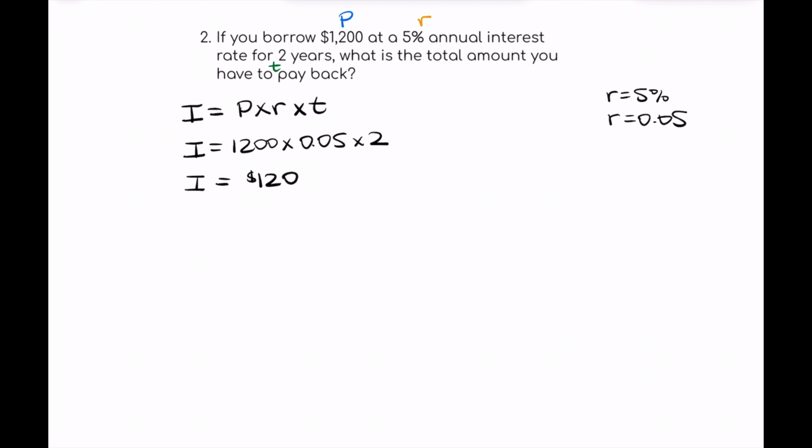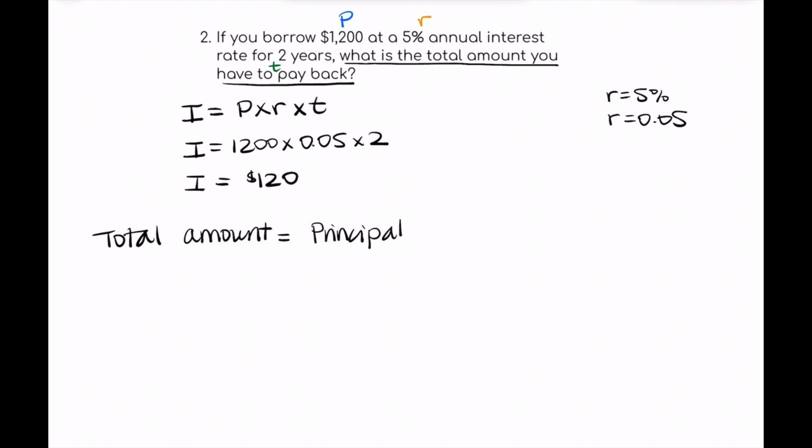Even though we might want to just box this answer and move on, we always have to go back to the question when it's a word problem. Here we see that our question was, what is the total amount you have to pay back? Well, we only found the interest. In order to find the total amount, we have to take our initial principal and add the interest to see the total amount that you would have to pay back.